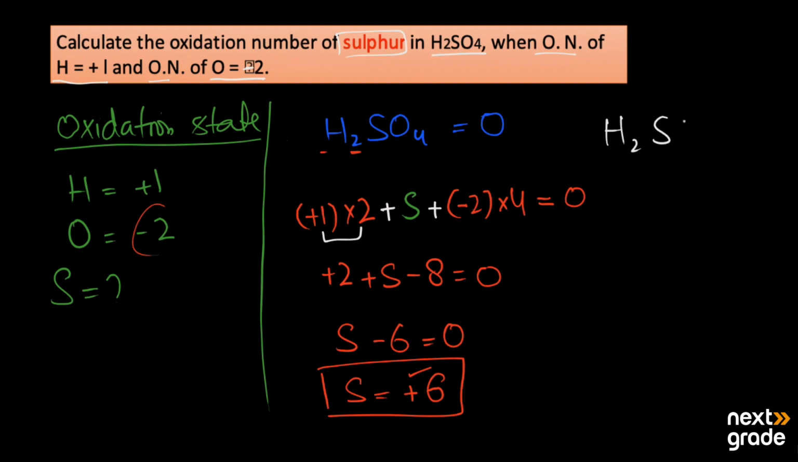Likewise, H2SO4: +1 multiplied by 2, +6, and -2 multiplied by 4. This is +2, this is +6 and this is -8. So +8 and -8, the algebraic sum, will be equal to 0.